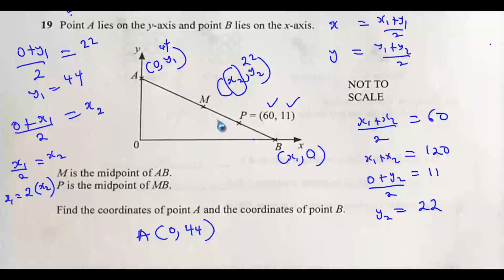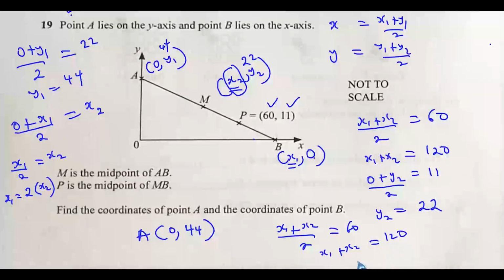So let's go back to line MB. We need to find the value of x2. From here, x1 plus x2, divided by 2, should give us 60. So let's write the midpoint formula for line MB: x1 plus this x2, then divided by 2, and the answer should be equal to 60. That means x1 plus x2 should be equal to 2 times 60, that is 120.